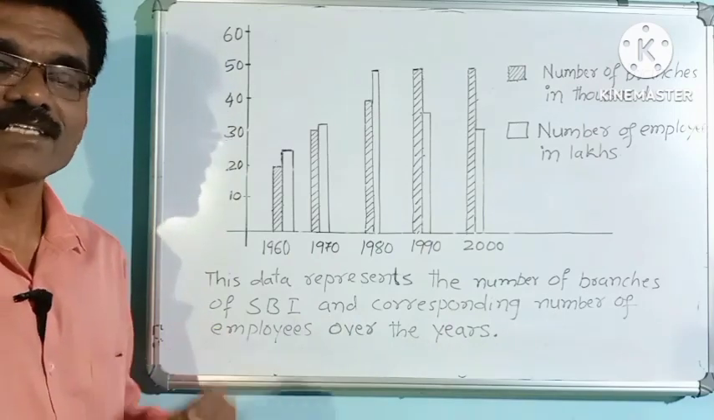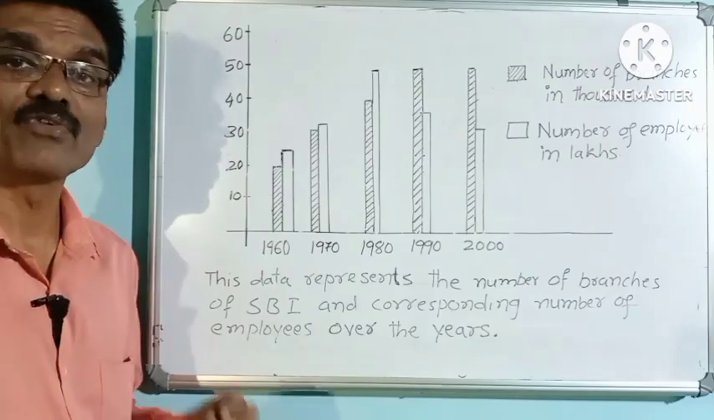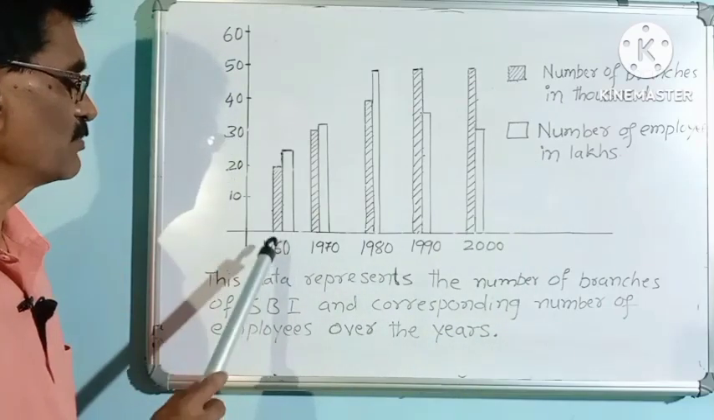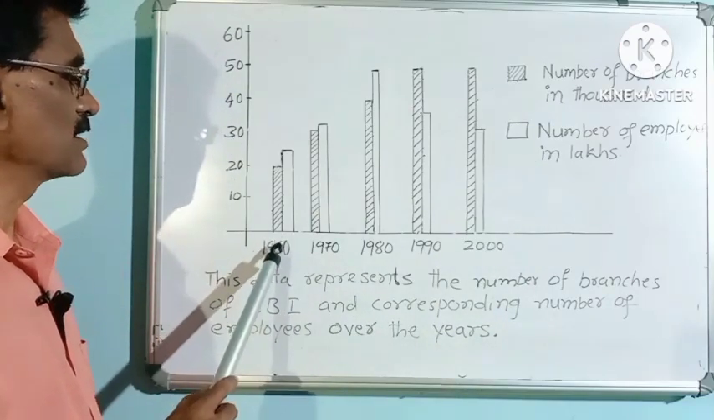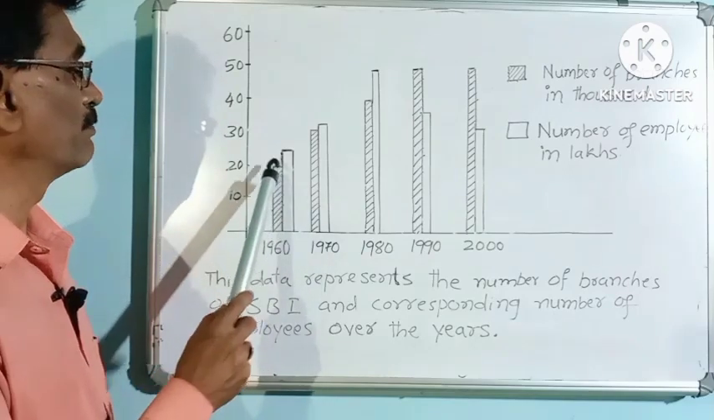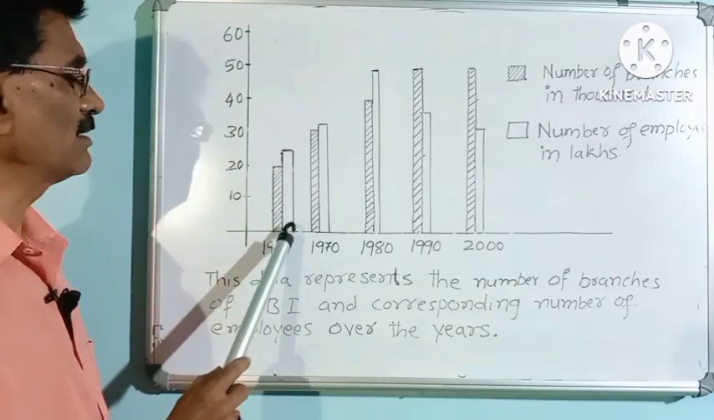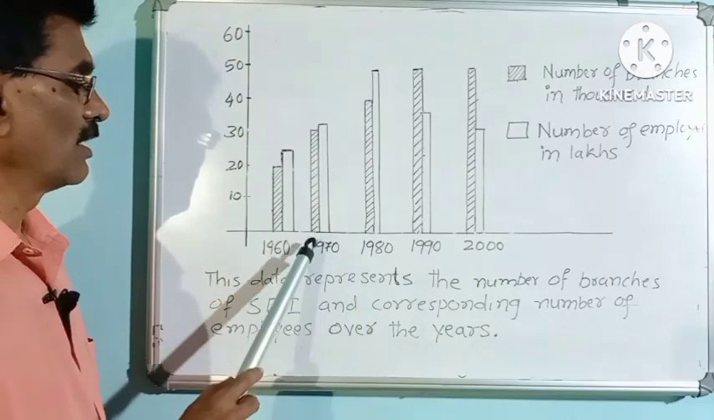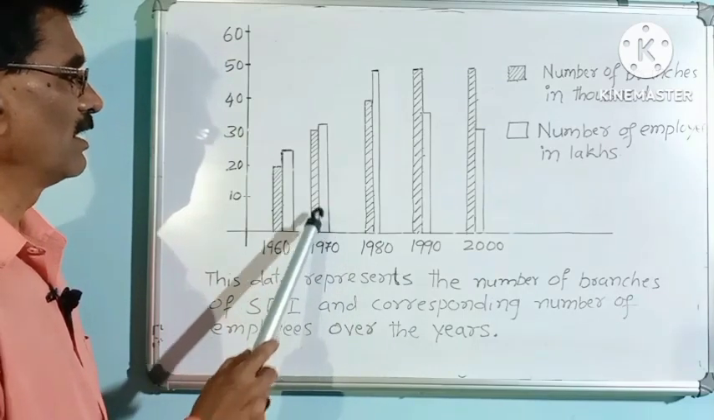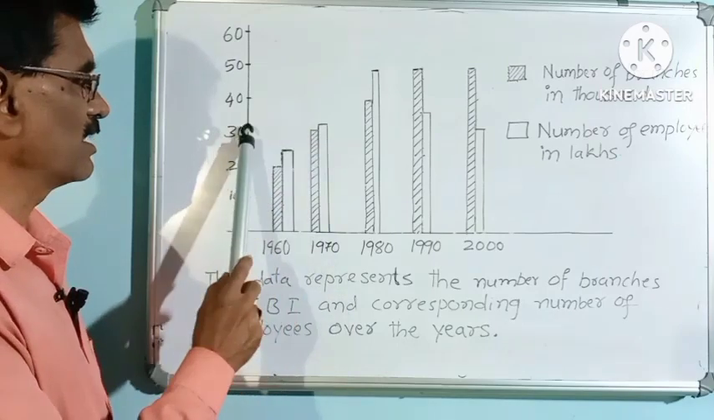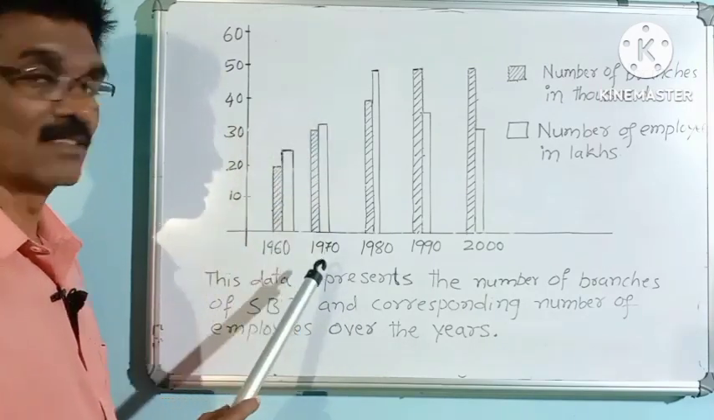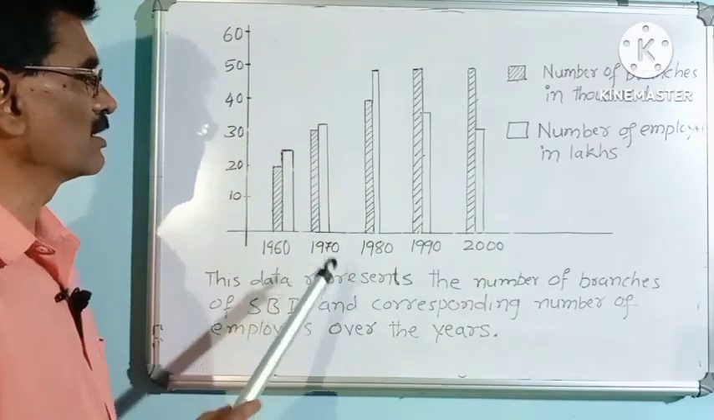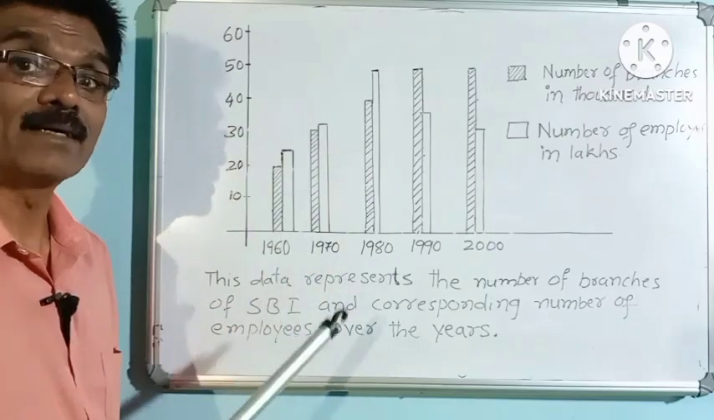Next is the interpretation of the data. For interpretation of the data, you have to write down each one of them, taking one by one. First, we will start from 1960. In the year 1960, the number of branches was 20,000 and the number of employees was 25 lakhs. In the year 1970, there is an increase in the number of branches, that is, it is 30,000, and the number of employees also increased to 32 lakh employees.